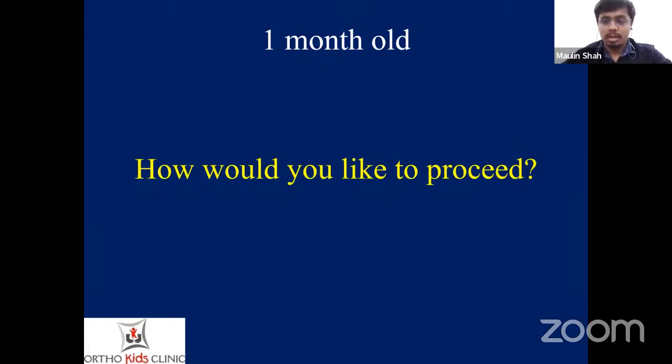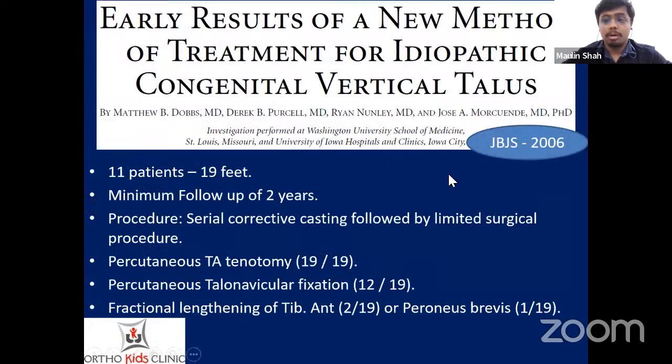As sir has already mentioned, in the younger age group, we commonly use a reverse Ponseti technique, and that is from a landmark paper published in JBJS 2006 by Matthew Dobbs. There were 11 patients, a total of 19 feet, with a minimum follow-up of 2 years. First they performed serial corrective casting, as sir has mentioned, where we try to recreate the clubfoot deformity, and this was followed by a limited surgical procedure.